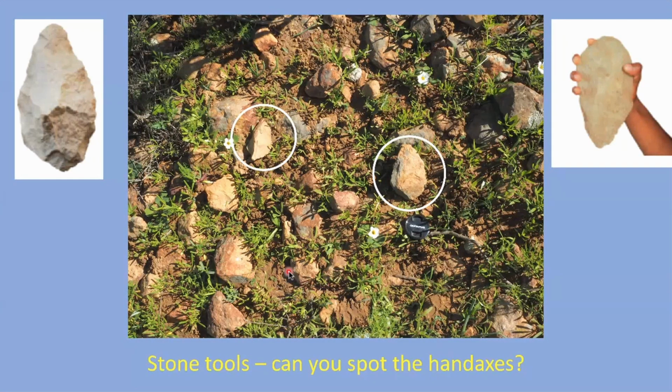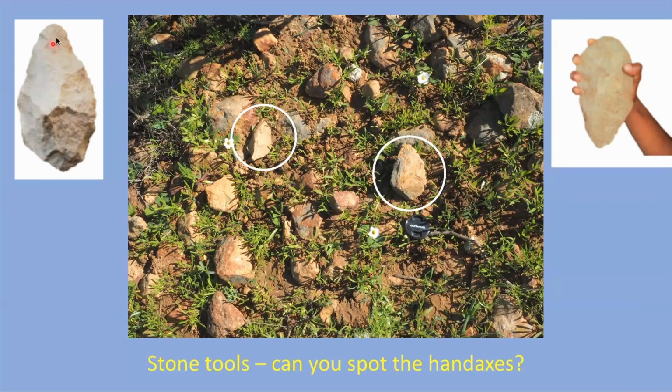And here now we're at the same site, same farm, and you can see this patch of ground. It's littered with stones. And I've helped you spot the two hand axes by circling them. There's one here and one there. They may not look that different from the other stones around them, but if you pick them up, you'll see that they are clearly stone tools.